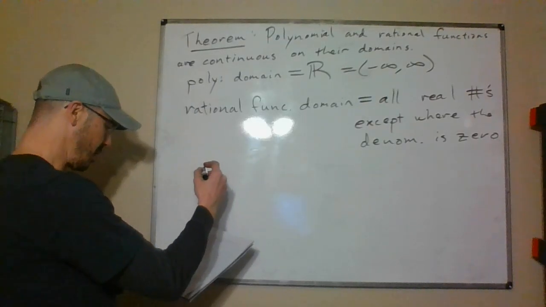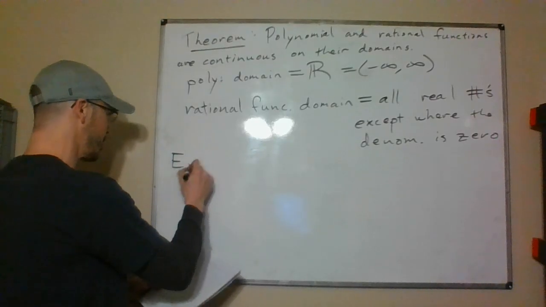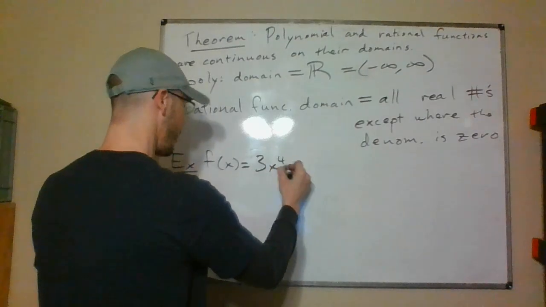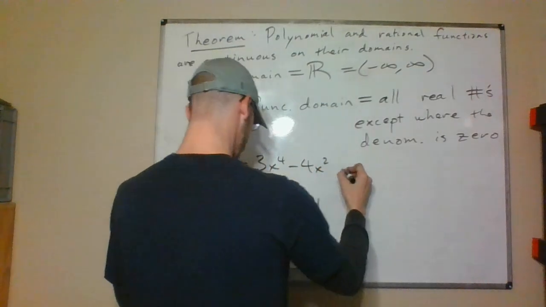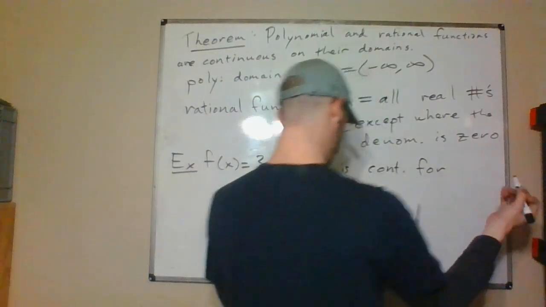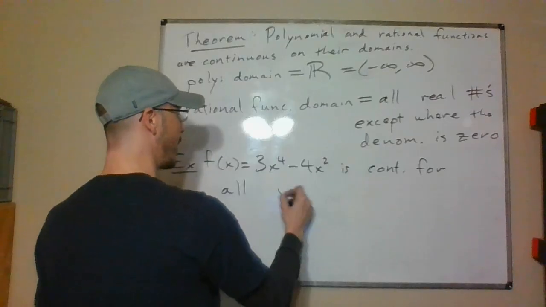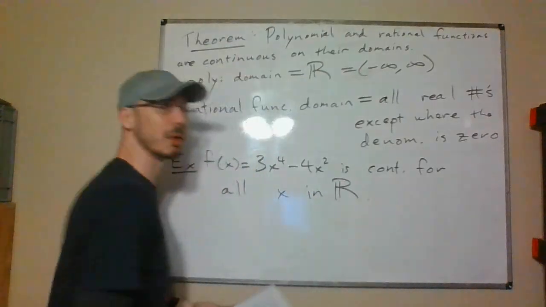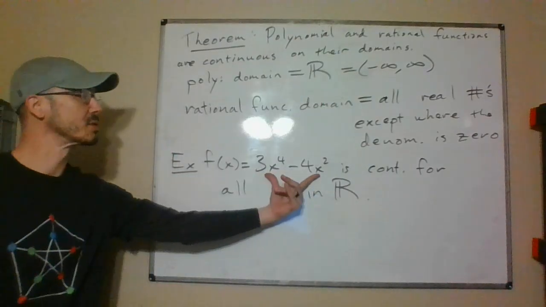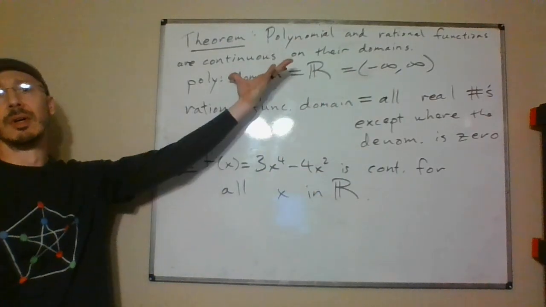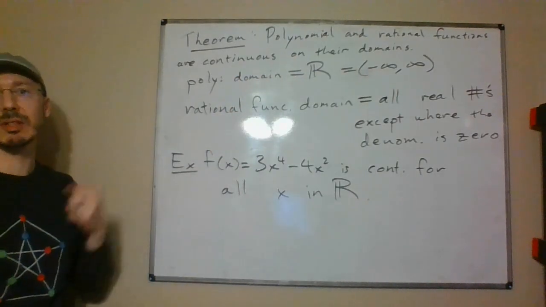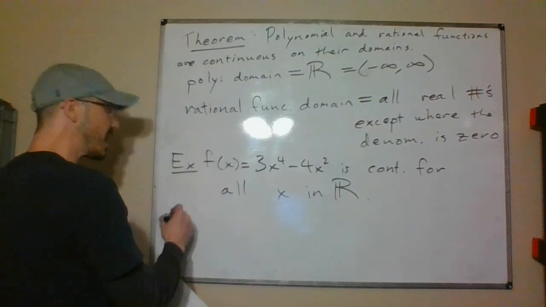Here's a really simple example. F of x equals 3x to the 4th minus 4x squared is continuous for all x in R. I don't know how much we've used this so far, but the double back R is shorthand for real numbers. In this case, we're looking at a polynomial continuous on its entire domain, and its domain is the whole real numbers, so it's continuous on the whole real numbers.